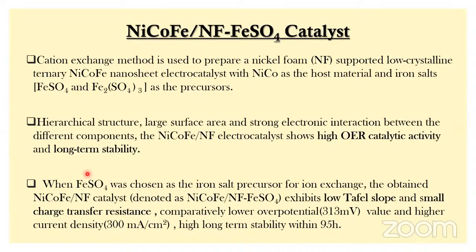The main thing is that when the Fe2+ salt, that is FeSO4, was chosen as the precursor, the obtained NiCO-FeNF catalyst exhibits a low Tafel slope, small charge transfer resistance, comparatively lower overpotential and higher current density value, with respect to when we use Fe3+ as a precursor.